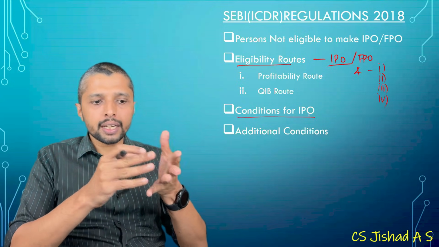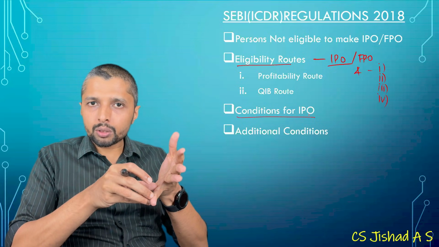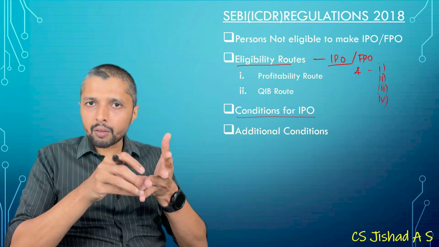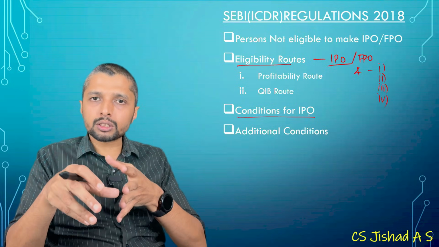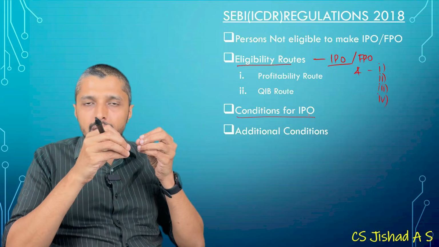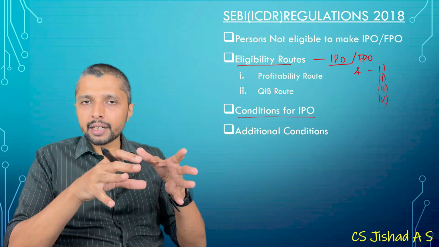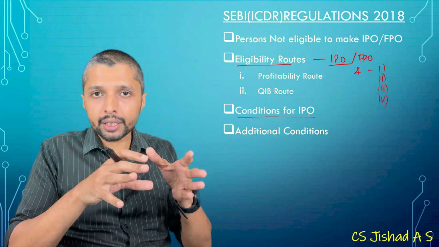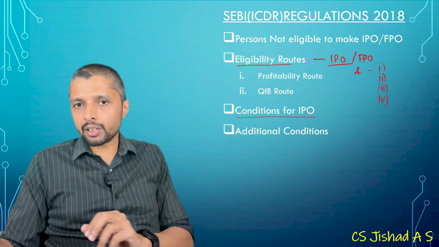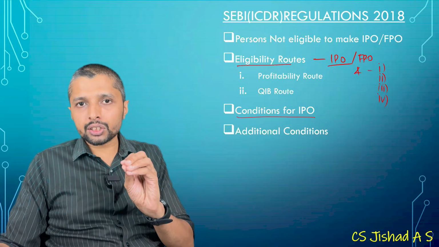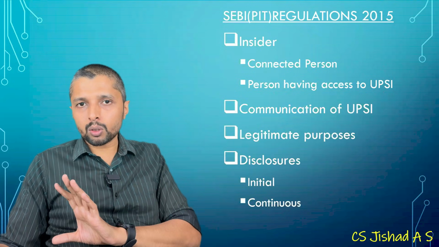Additional conditions: minimum 1000 allottees should be there. Minimum subscription of 90% should be obtained. If it is not obtained, you have to make the refund within 4 days. Then if the issue size exceeds 100 crore, credit rating agencies are to be appointed as monitoring agencies, etc. These are the additional conditions for making your IPO, FPO.